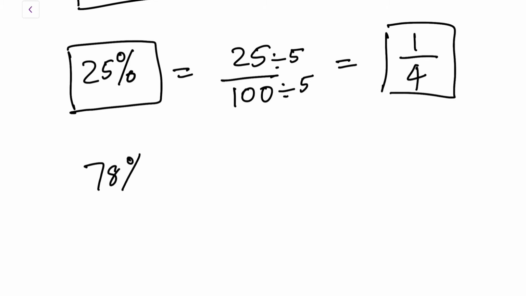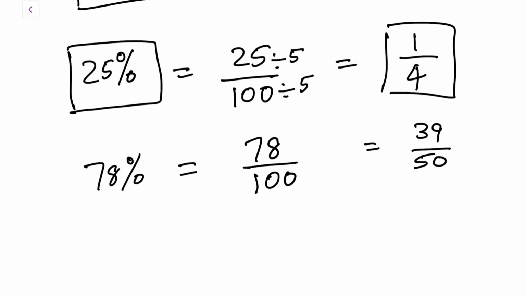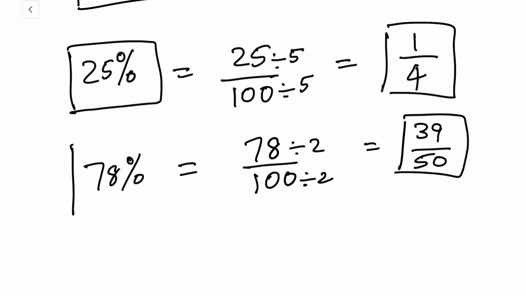78%. How do you express this as a fraction? That's right, 78 by 100. That will give you 39 by 50, because 2 is your HCF. Divide by 2. This is how you can change a percent into a fraction.